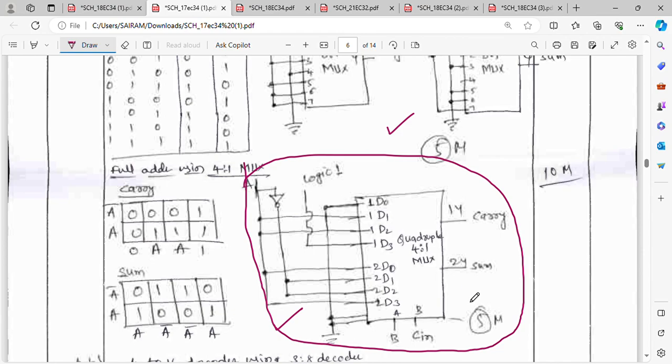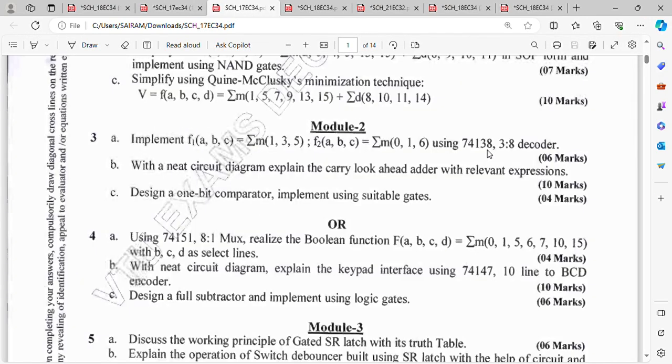Okay, so that is the quadruple 4:1 multiplexer. This is already discussed. Please do check it out without fail. The link will be shared in the description. Okay, yeah. So now this one is pending.